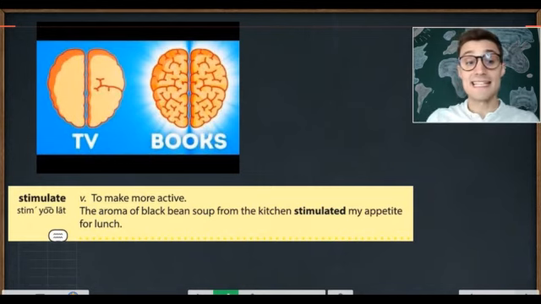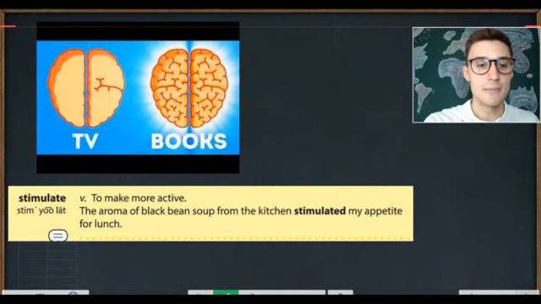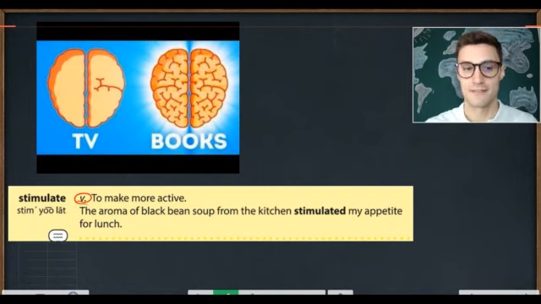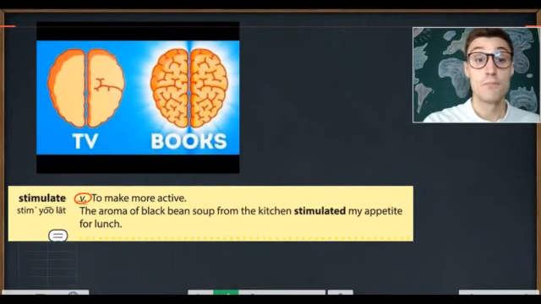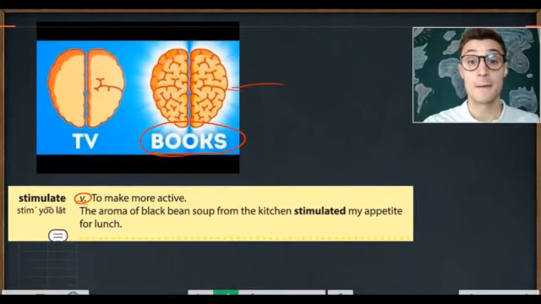The next word is stimulate. To stimulate is to make more active. The aroma of black bean soup from the kitchen stimulated my appetite for lunch. It made you more hungry. Stimulate. Books stimulate your brain much better than TV does.